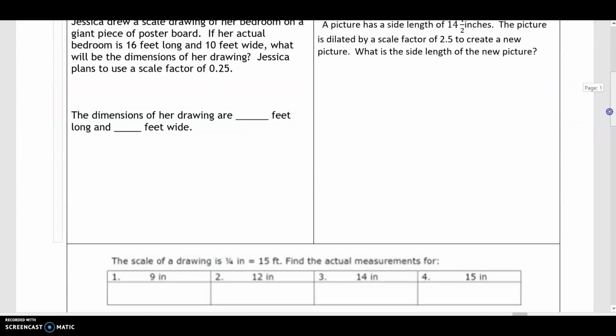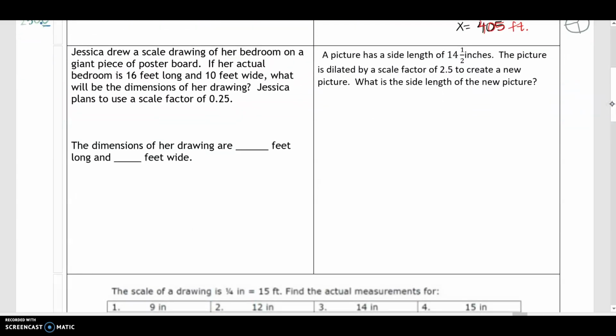All right, so just a couple more examples. This next one says, Jessica drew a scale drawing of her bedroom on a giant poster board. If her actual bedroom is 16 feet long and 10 feet wide, what will be the dimensions of her drawing? Jessica plans to use a scale factor of 0.25.